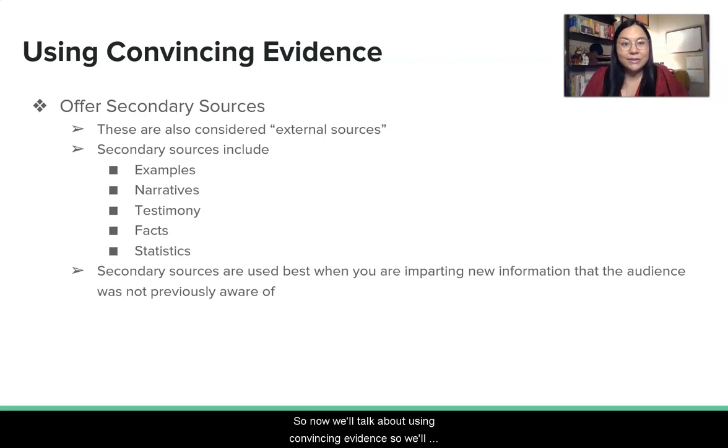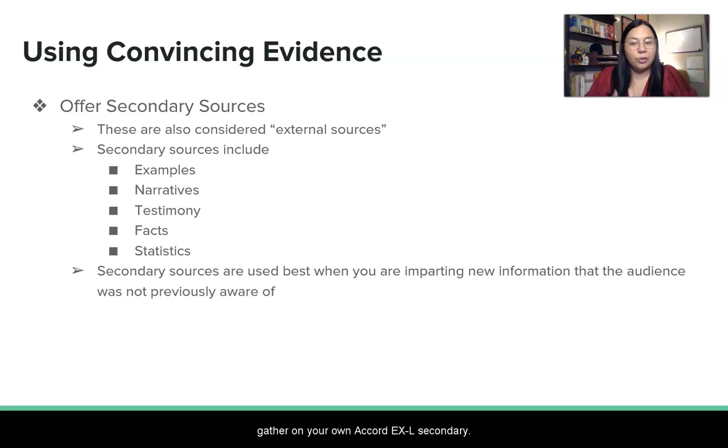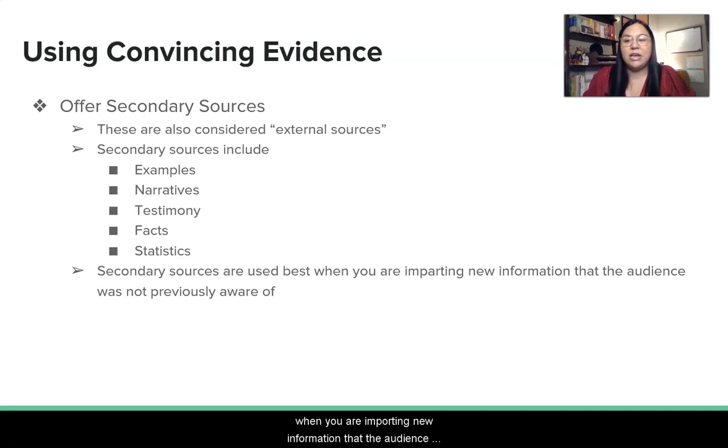So now we'll talk about using convincing evidence. We'll talk first about secondary sources. Those are considered external sources or anything that you don't gather on your own accord. Secondary sources include examples, narratives or stories, testimonies, whether that's expert or lay testimony, facts, and statistics. Secondary sources are used best when you are imparting new information that the audience was not previously aware of. And that just adds that little extra emphasis onto what you're saying.